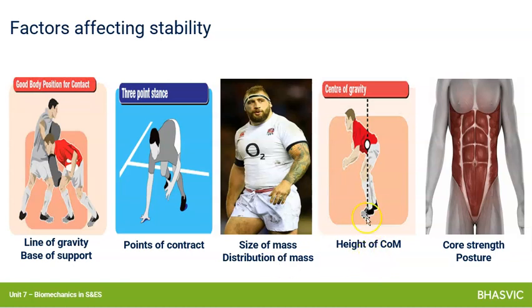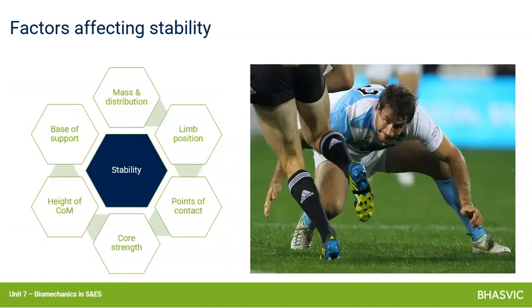The height of centre of mass. To be more stable, lower down is better. Higher up is more vulnerable to rotation. And actually, of course, your musculature, your inner strength, your core strength, being able to resist bending, moving, being pushed. All of those factors clearly affect how stable objects are or you are in your sporting performance.